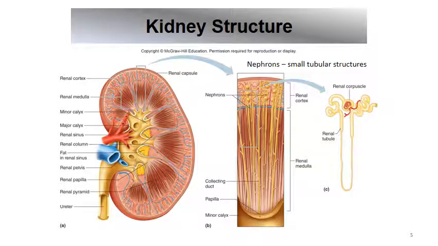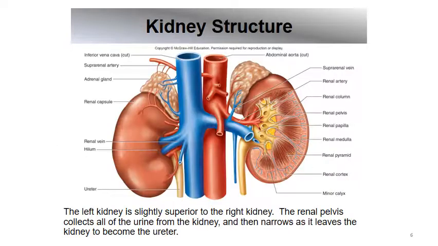All right, so in lab, we're going to go through the different parts of the kidneys. And this is also showing how inside the kidneys we have these many tubular structures called the nephrons. Nephrons are the structural and functional units inside the kidneys. And here are some more pictures showing the anatomy.